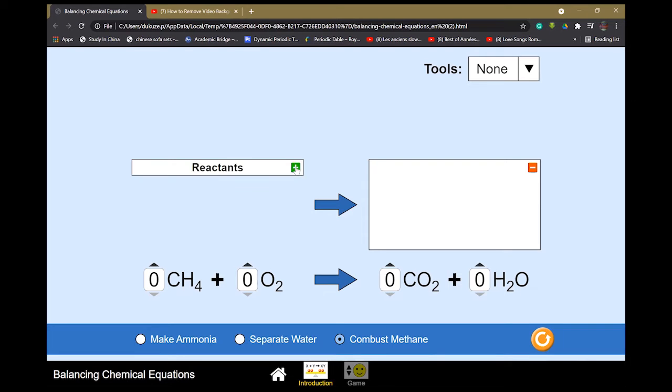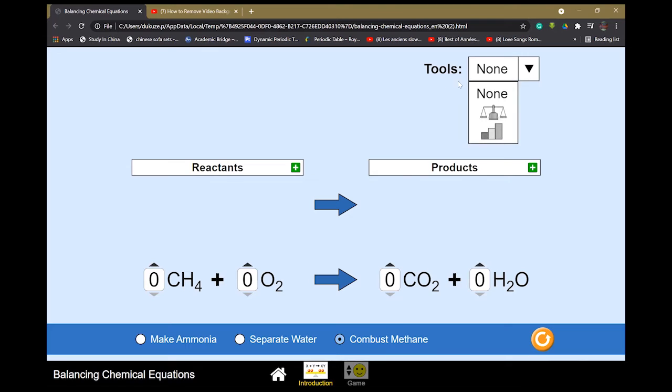Here we can hide the box and we get the name. These are reactants. And here we can hide the box and we get the name. These are products. And here we have the tools we can use. Right now we have no tools, and when we are balancing, I will use both tools to let you see what it's all about.